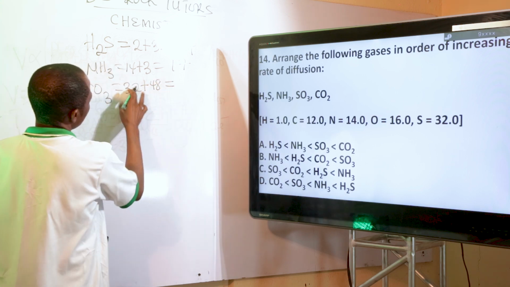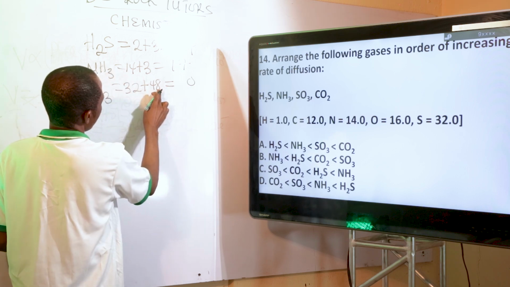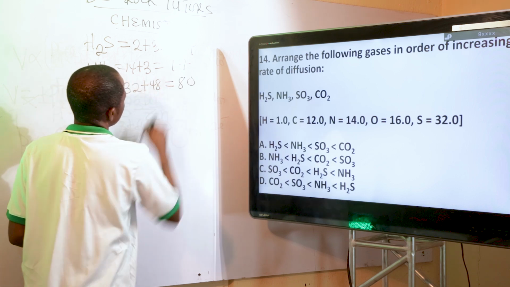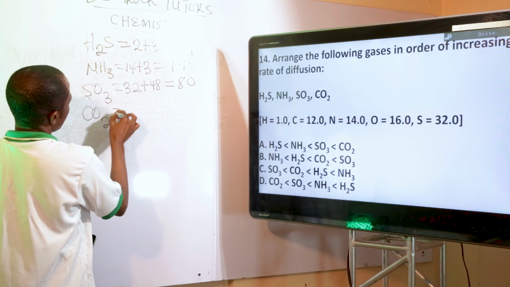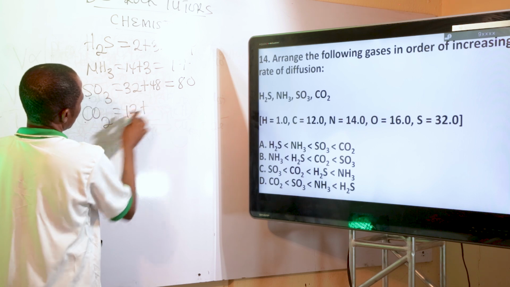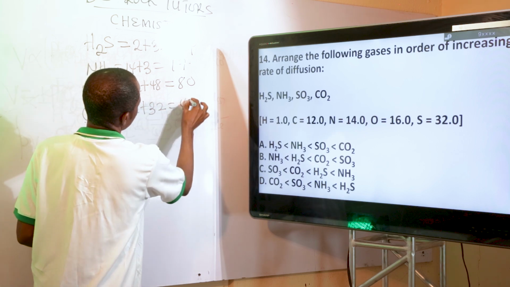Now, if we add this and this together, that's 32 plus 48, that gives us 80. And then finally, CO2. Now, carbon is 12 plus oxygen 16. 16 times 2 is 32. If you add that together, that's 44.